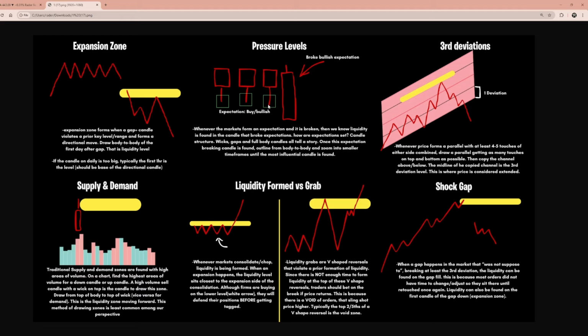What happens when all of a sudden there is a massive red candle after that? There is something that changed right here, because before the expectation was to keep buying, but all of a sudden you have this big red candle. That means the expectation was changed, which means someone was pressing the sell button. Our job is to go in within this candle and find where that sell button was pressed, and that's our zone. So whenever the market forms an expectation and it's broken, then we know liquidity is found within this candle. We know there was something that changed in this candle. It's our job to find it.